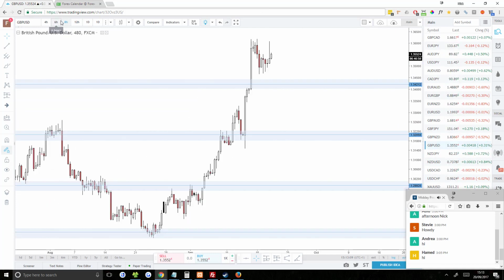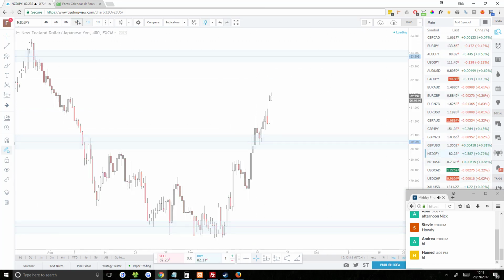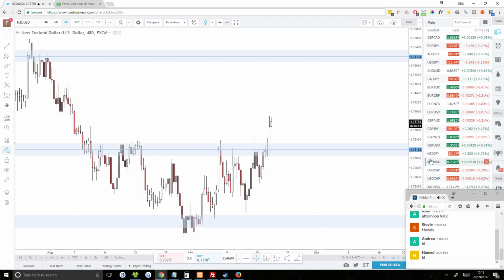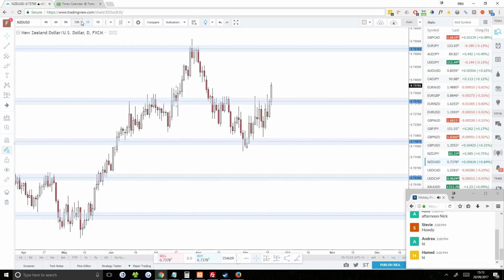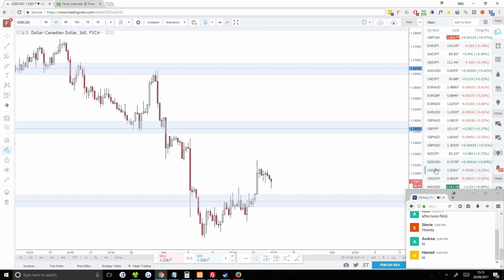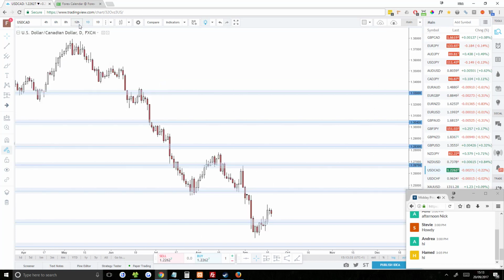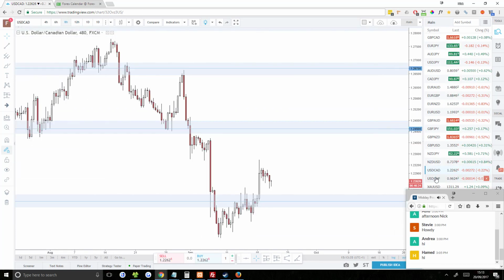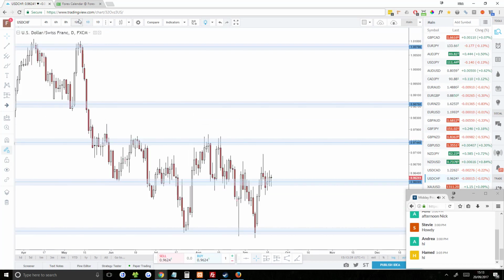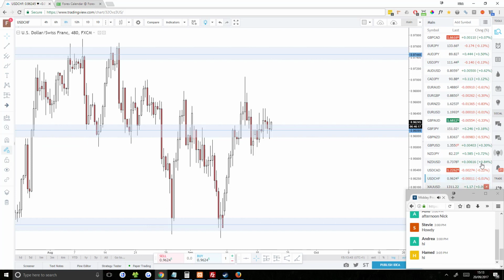GBPUSD is just above resistance and just jumping around. Nothing tradable. New Zealand JPY, yeah, it's between resistance. New Zealand USD. I know I'm going fast through these pairs today, but there's just no good setups on a lot of these pairs, so I'm just blitzing through this analysis. USD CAD. Nothing much, guys. USD CHF. A bit of a boring day, really. Nothing much on USD CHF.